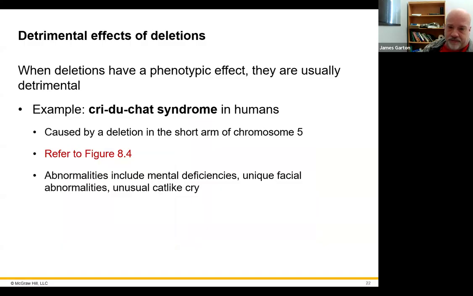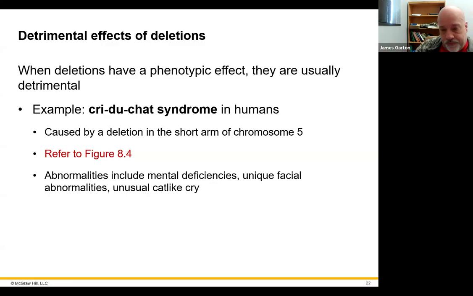Now, if deletions have an effect, they are usually negative. And so there is a human disorder. It's called Friedreich syndrome. And it has been traced down to a deletion. A little piece of chromosome 5 is missing. And the abnormalities are specific. They include mental deficiency, a very unique facial structure, and a very unusual cry. This is how it got its name.